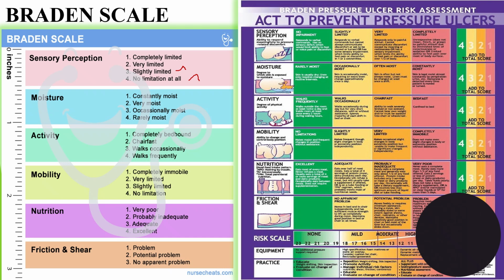Next, we come to none. No additional pressure support is required. We have to provide education about weight shifting, skin inspection, and everything, and evaluate the conditions. So this is the Braden scale and the score of the scale. These are the components of the scale, so we need to apply it.